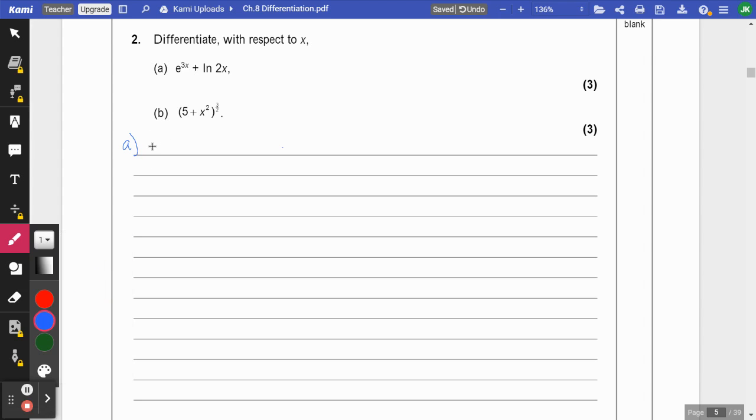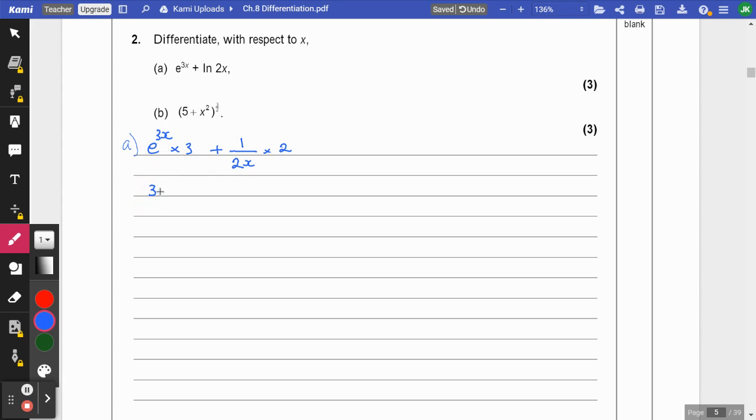Right, e to the 3x. Well, e to the power of something differentiates to e to the power of the same something multiplied by the derivative of the inside function, the 3x, which is 3. And then ln of something differentiates to 1 over that something multiplied by the derivative of the inner function, which is 2. So this is me doing the chain rule, but I'm just doing it quickly. Refer to my chain rule introduction videos if this is unclear.